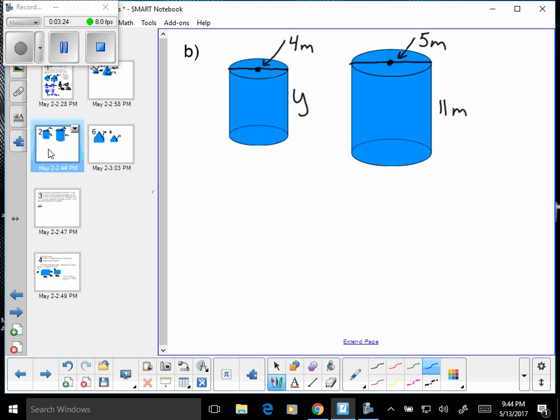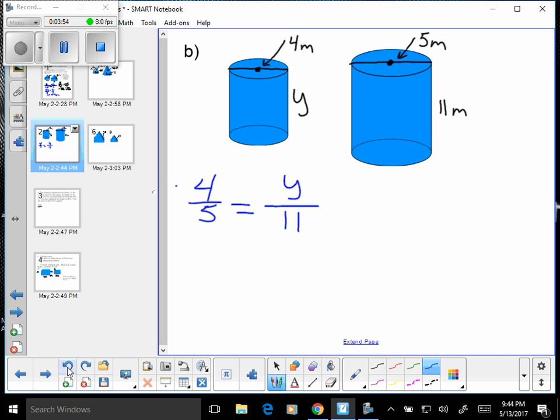At this time, you hit pause and you try example B. Okay, class, you've had an opportunity to try it. I'm just simply going to use diameter compared to diameter, left to right. 4 to 5 equals y over 11. Remember, if I've gone left to right over here, I have to go left to right over there.